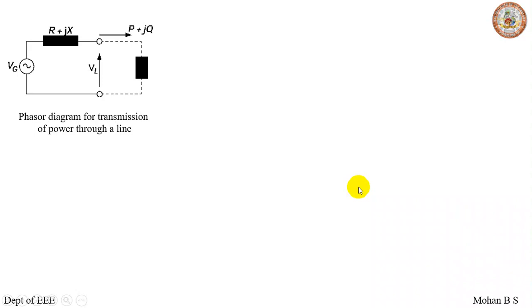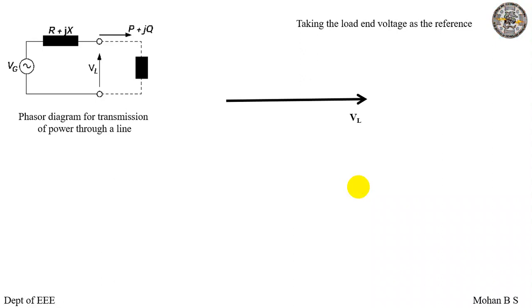So this is the phasor diagram and the circuit diagram of a simple transmission line of a single line. Taking the load voltage as reference, shown here as VL, and the current that is flowing in the circuit, it is assumed that the load is inductive in nature, and thus the current is in the fourth quadrant.